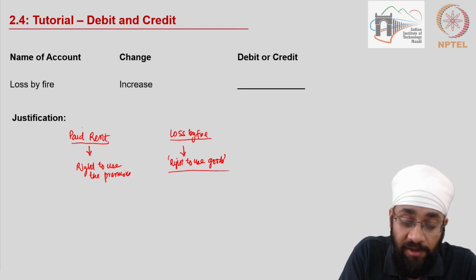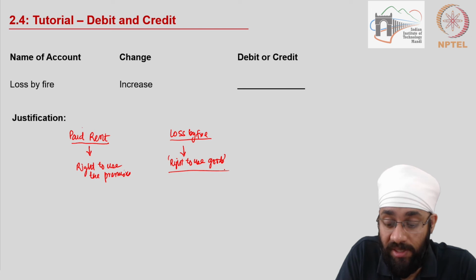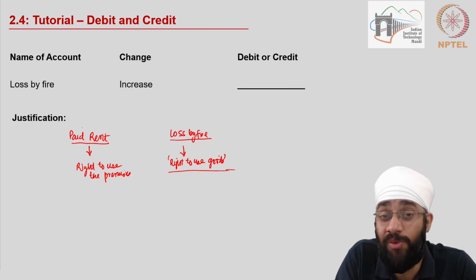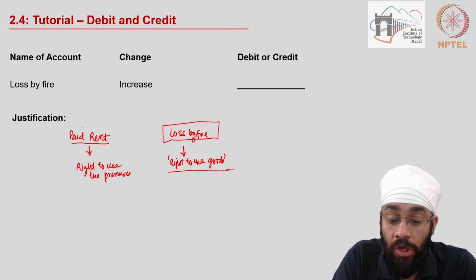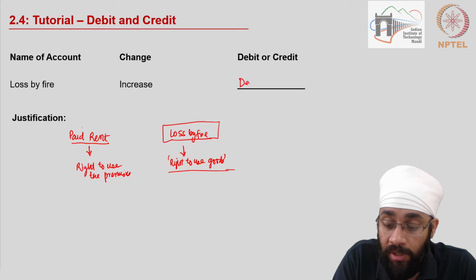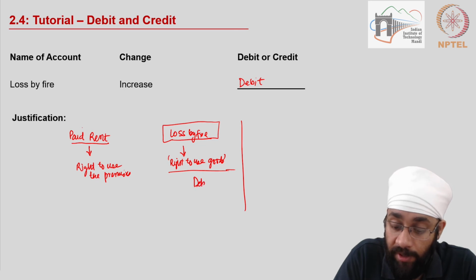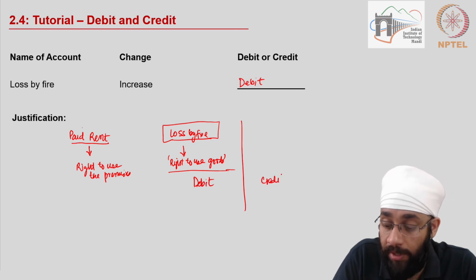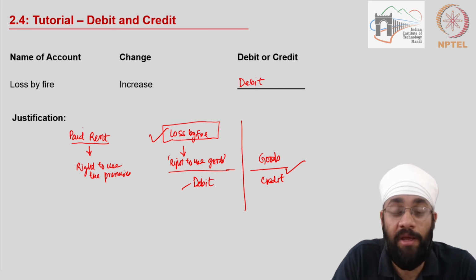When you paid rent, you earned a right to use the property. But when the goods were lost in fire, you did not get any right whatsoever. So there is no increase in the rights of the business. But since all credits have to have an equal debit, you create a dummy account which is called loss by fire account, and you give it a debit. You show a debit and an equal credit for it because you lost the goods. So goods show a credit and loss by fire shows a debit, an equal debit and credit.